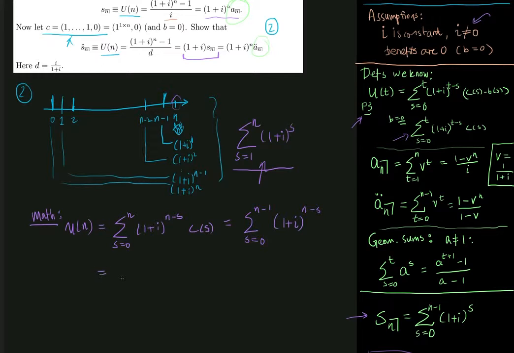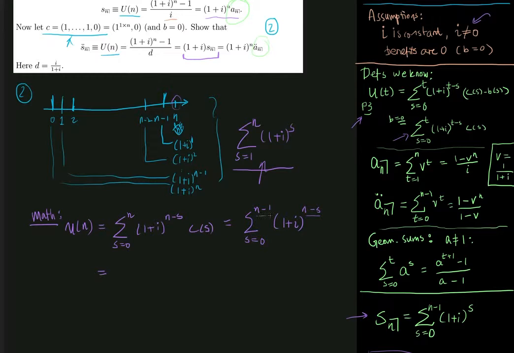And again, if I want to be able to use my geometric sum magic, then I need to switch this up a little bit. So how do I do that? Well, let me see what happens. When s is equal to 0, this power up here is equal to n. When s is equal to 1, the power is n minus 1. And then n minus 2, n minus 3, etc.